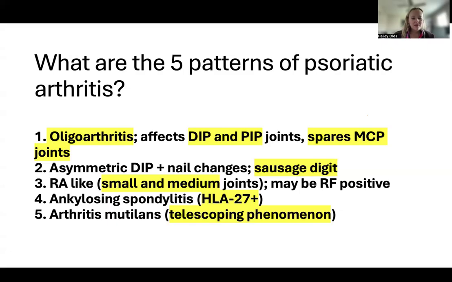4 is the ankylosing spondylitis. So that's like the lower back. And then five is arthritis mutilans, which is the telescoping phenomenon when the fingers kind of look like they're going into each other.